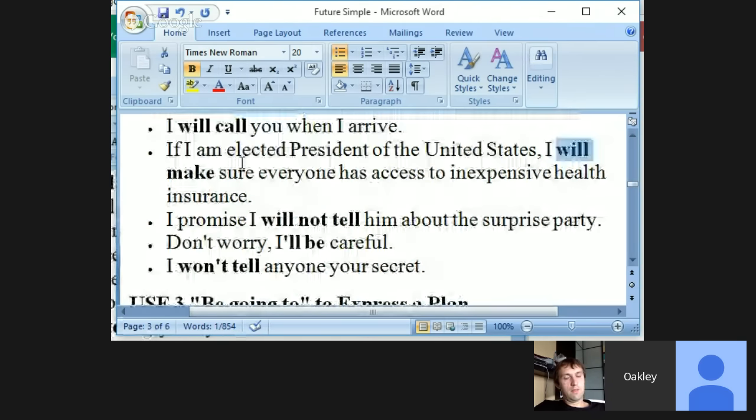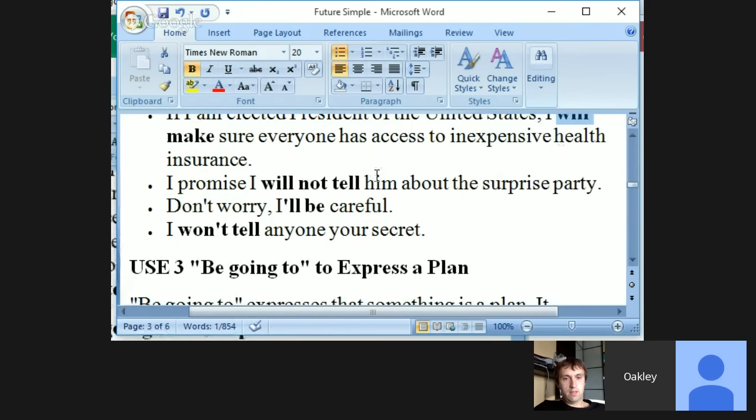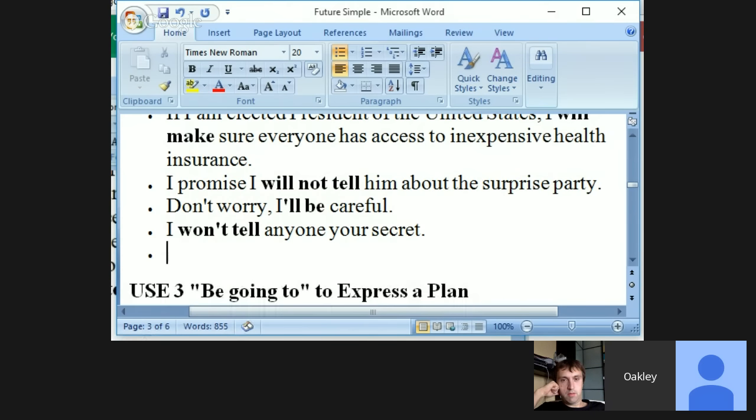If the first conditional is used to make a promise, you use will. I should say that if you actually use the words I promise, then you have to use will. I promise I will do something. Okay, don't worry, I'll be careful. These kinds of very basic promises. Don't worry, Mom, I'll wear a hat. Okay, that's pretty straightforward and simple. It's very close to the volunteering.